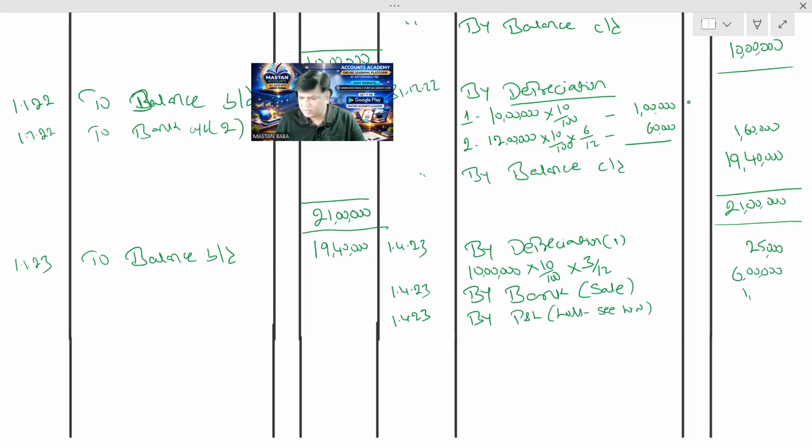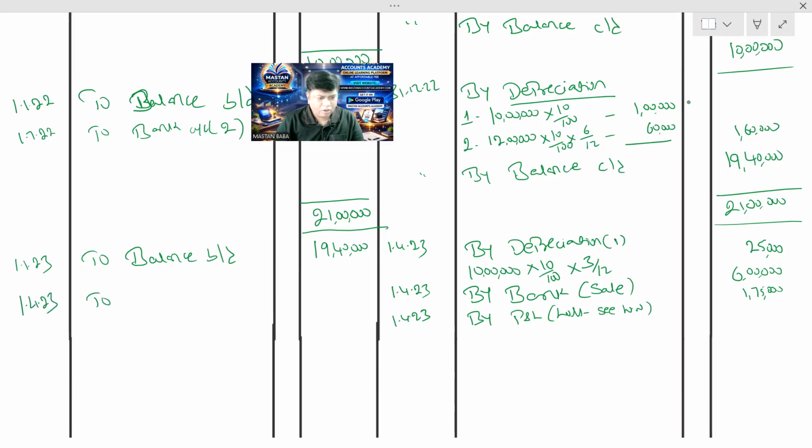That is 1,75,000. From this entry, this posting, we have closed the first motor vehicle. And what we did after selling the first motor vehicle, which is unsuitable to our organization, we purchased on the same date another motor vehicle, that is on 1/4/23.